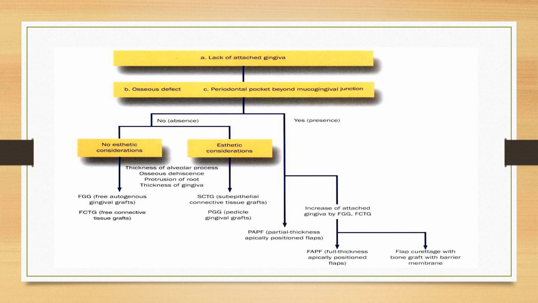Okay, don't worry. Then pedicle gingival grafts are there, and if there is a periodontal pocket and increased attached gingiva is needed, you have to go for a full thickness apically positioned flap, and then a flap with bone graft and with bone membrane. And if there is periodontal pocket depth, then you can go for a partial thickness apically positioned flap.